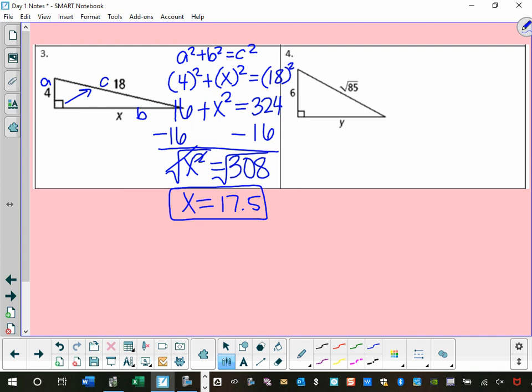On number 4, what is my hypotenuse? This is my C. What do you guys want to call A? 6. What about B? 4. Or Y? This is where you'll see why it is important to leave it in your parentheses. So if I have the square root, 6 squared plus y squared equals C squared.